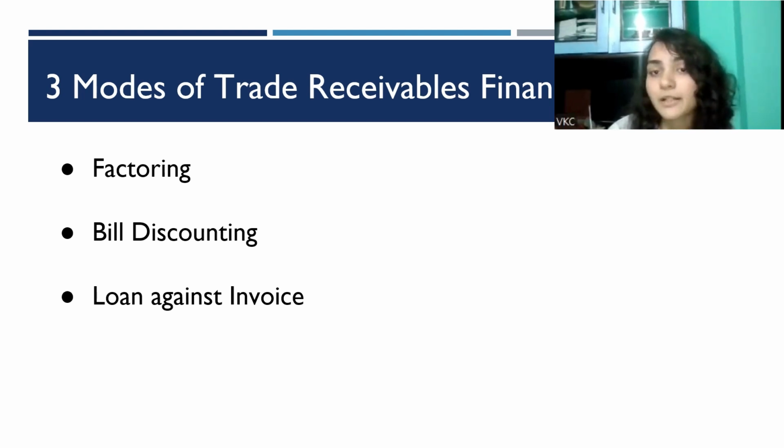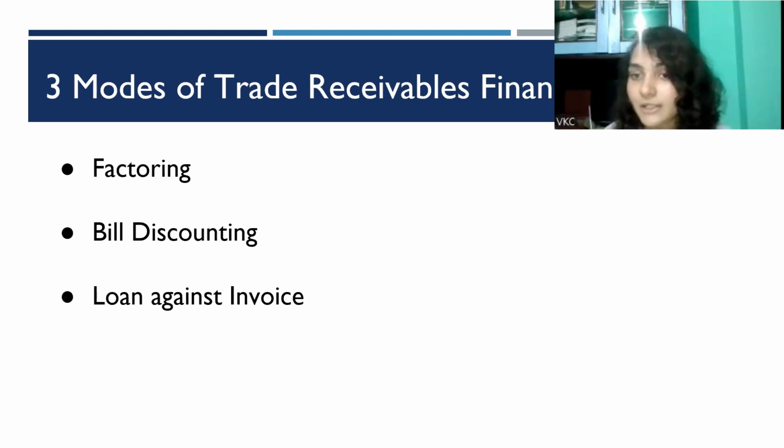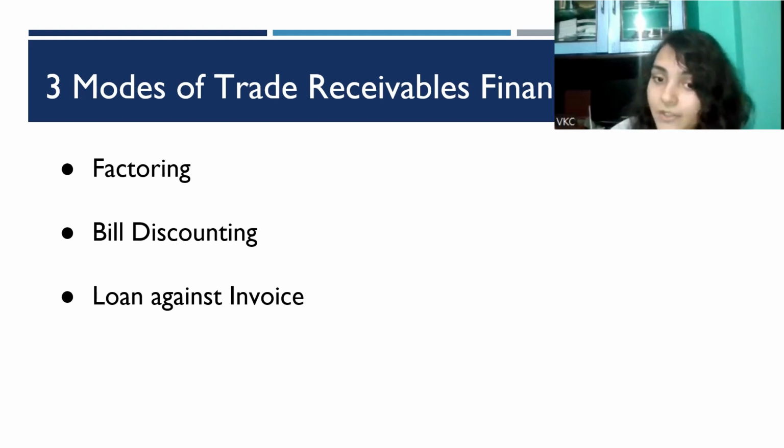The third mode that we'll discuss today is loan against invoice. Loan against invoice, also known as invoice financing or invoice discounting, involves using outstanding invoices as collateral to secure a short-term loan from a bank or a financial institution. In case of loan against invoice, unlike factoring, the business retains control over customer relationship, since it is the business which continues to collect payments.